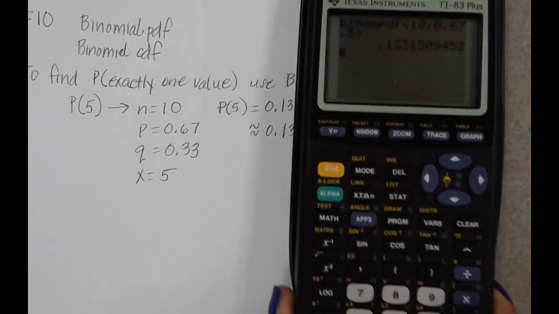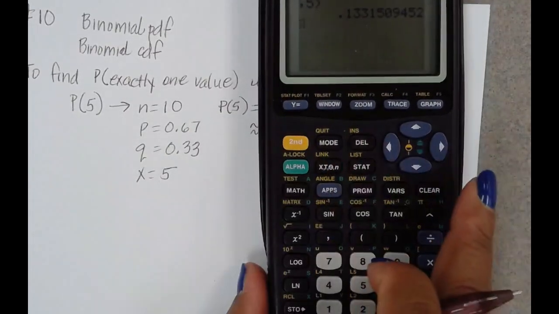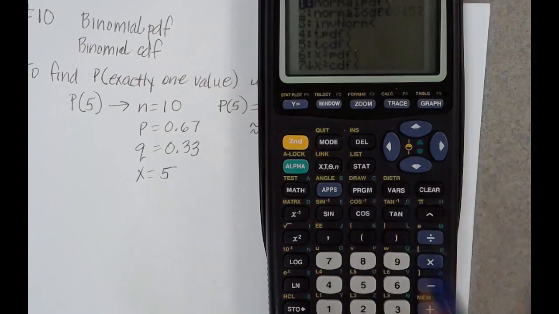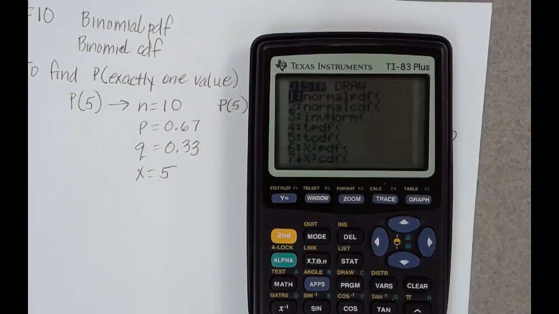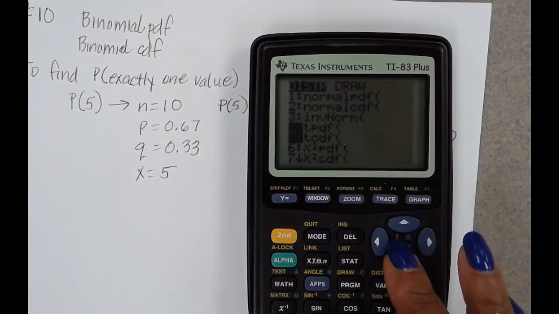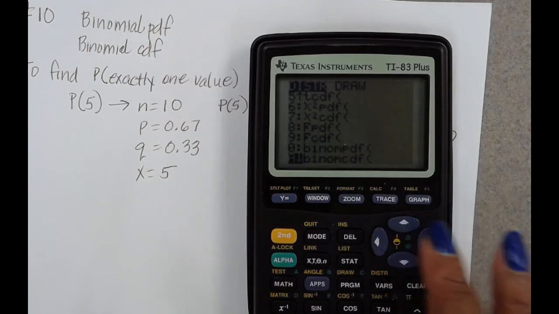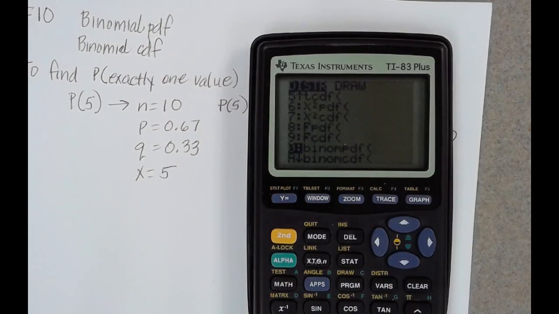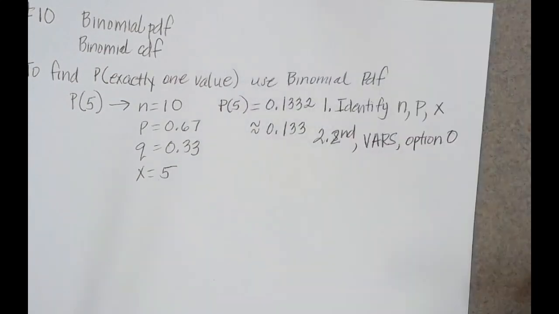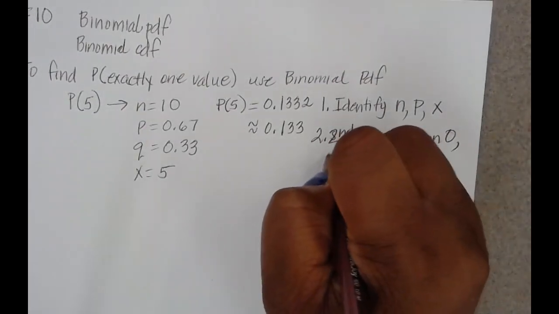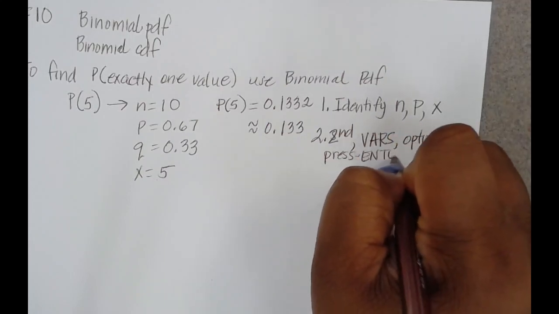Let's look at that. Let's redo that. Make sure we can get that far. Second, vars. Scroll down. Option 0, press enter. Okay? And then press enter. Alright.